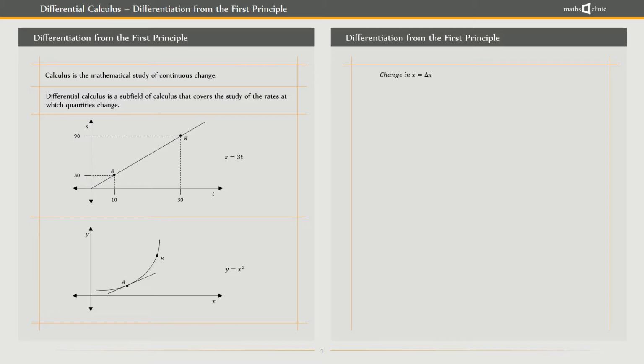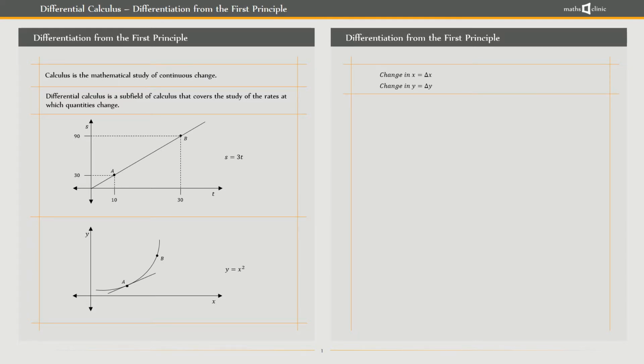Okay, so we introduce a change in x and we'll call this delta x. And you introduce a change in y and we call this delta y, and what we're simply looking for is the gradient. So what we want to find in the end is a change in y divided by a change in x, i.e. delta y divided by delta x. Now how do we go about doing this?